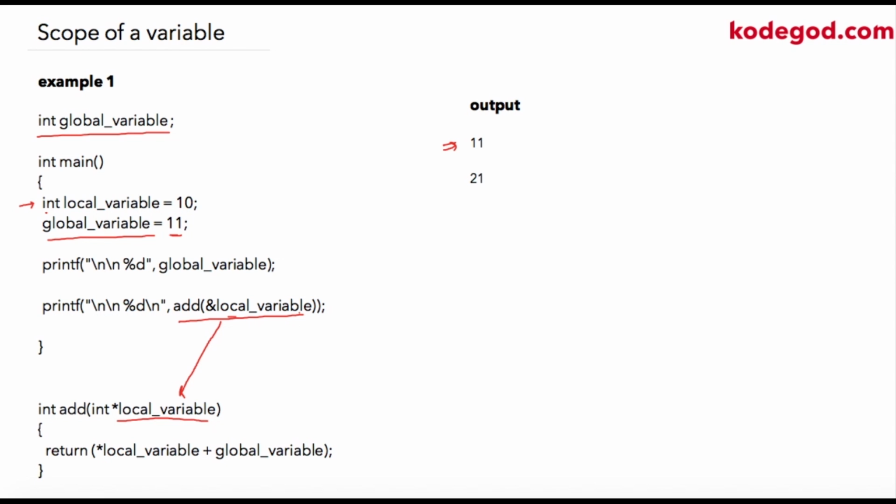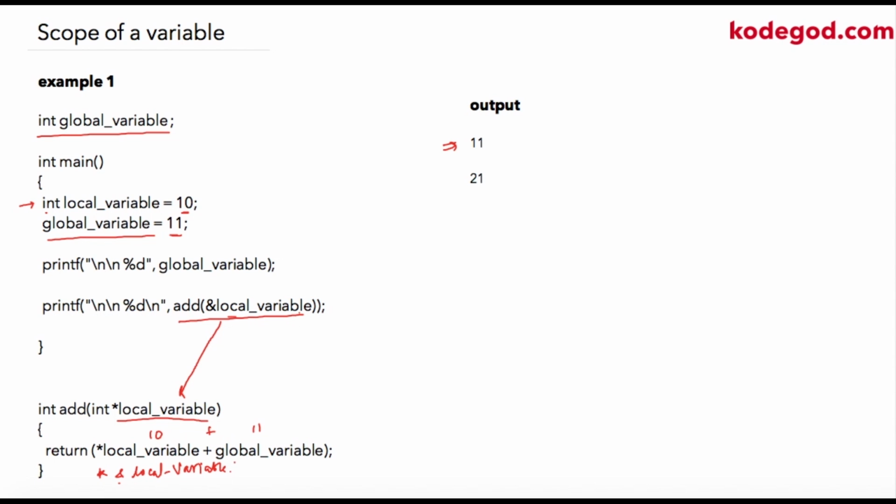So what is happening in return statement? This is value at address of local variable, because this local variable is nothing but address of local variable. So if we just simply read it, value at address of local variable. So what is value at address of local variable? It is 10. So what we are performing over here is 10 plus global variable, which is 11.